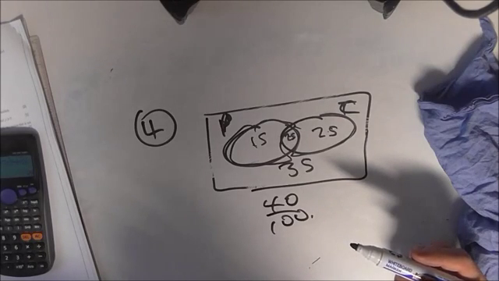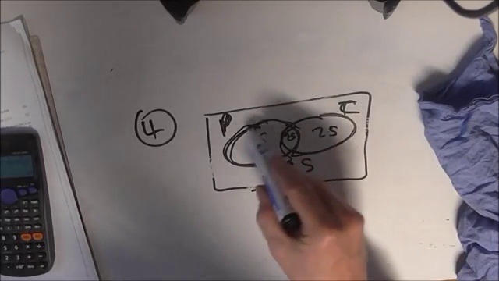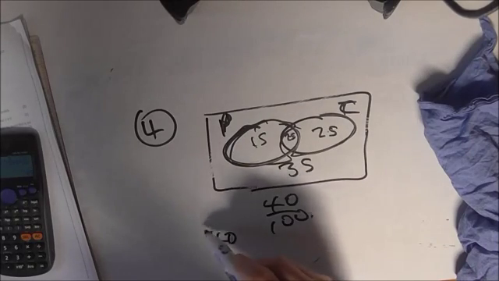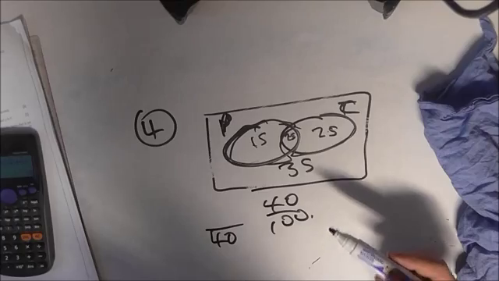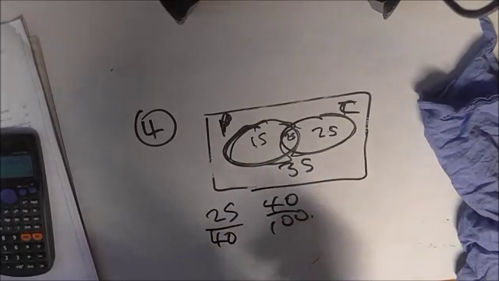Next question, find the probability that given that a house has a plasma TV, so we're now in this circle, so it's not out of 100 anymore, it's now out of 40. It also has a laptop computer, so it's 25 out of 40.